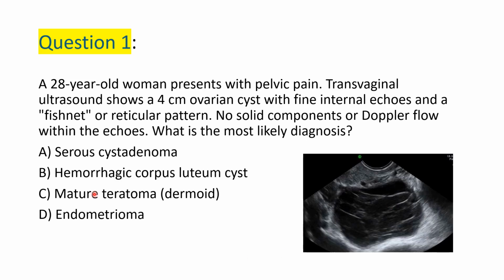This is not a mature teratoma. It's not an endometrioma, this one. So this is what you call the reticular pattern. So if you see these septations there, which are echogenic like that inside the cyst, this is highly suggestive of a hemorrhagic cyst. You can also see what is called a retracted clot in a hemorrhagic cyst.